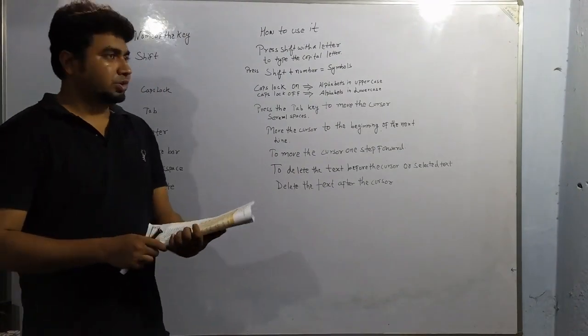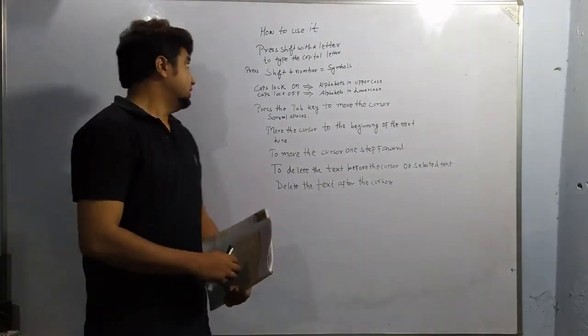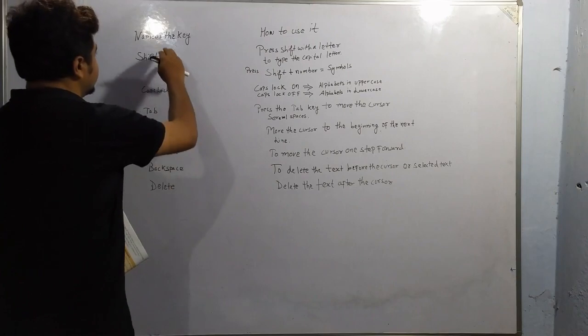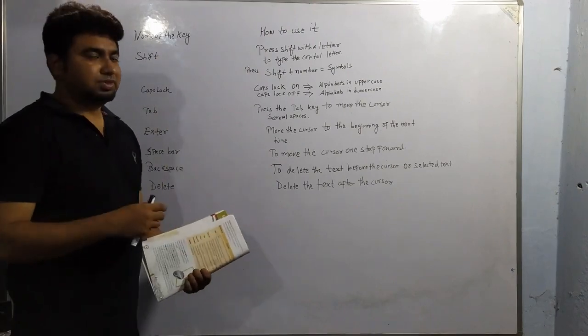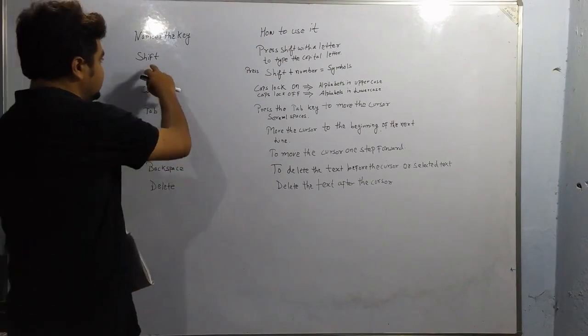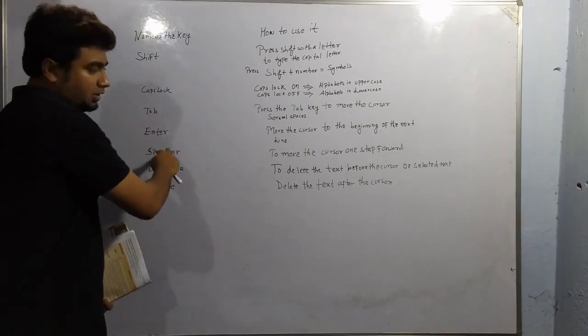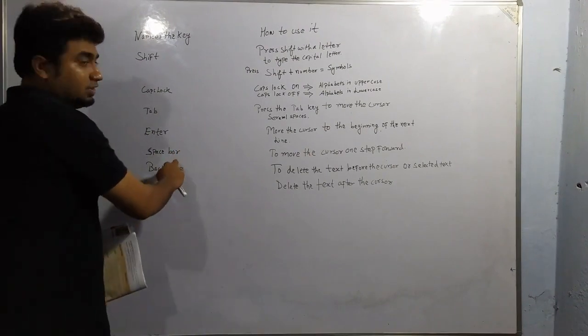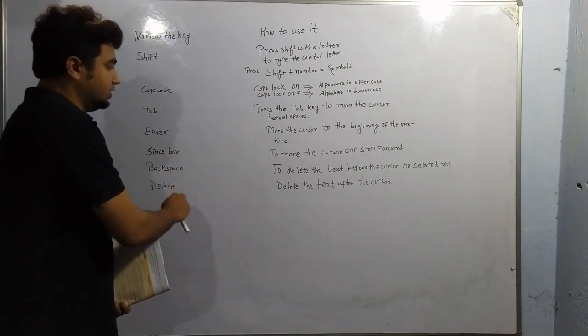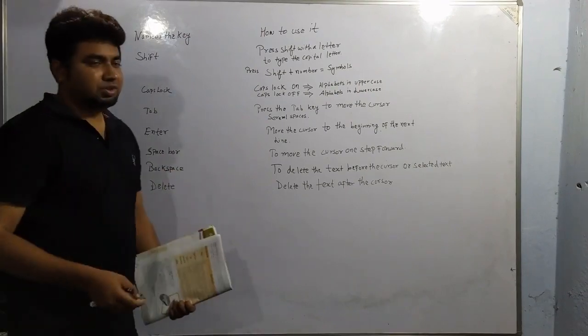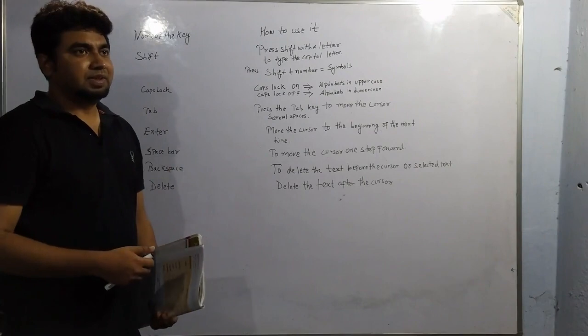So we have discussed the keyboard. Now we will be discussing special keys and how to use them. Some of the special keys are shift, caps lock, tab, enter key, space bar key, delete, and backspace. These are some of the keys.